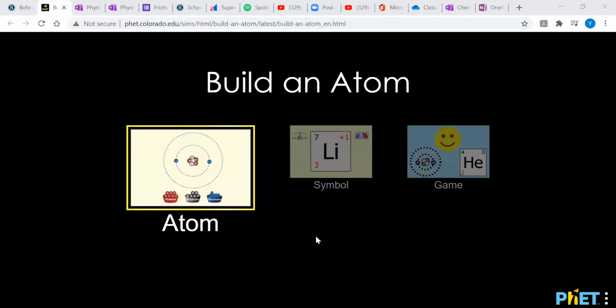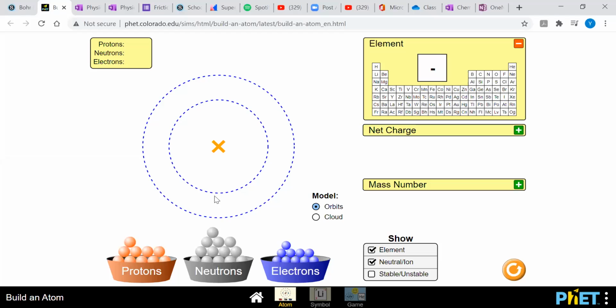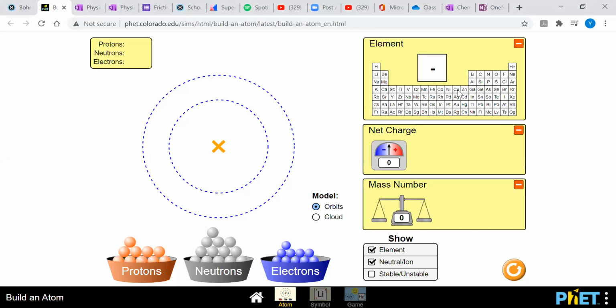So this build an atom game, this is just a refresher, to refresh our memory. I'm going to start here. Sam, can you tell me what goes in the nucleus? Which of these go at the bottom of the nucleus?